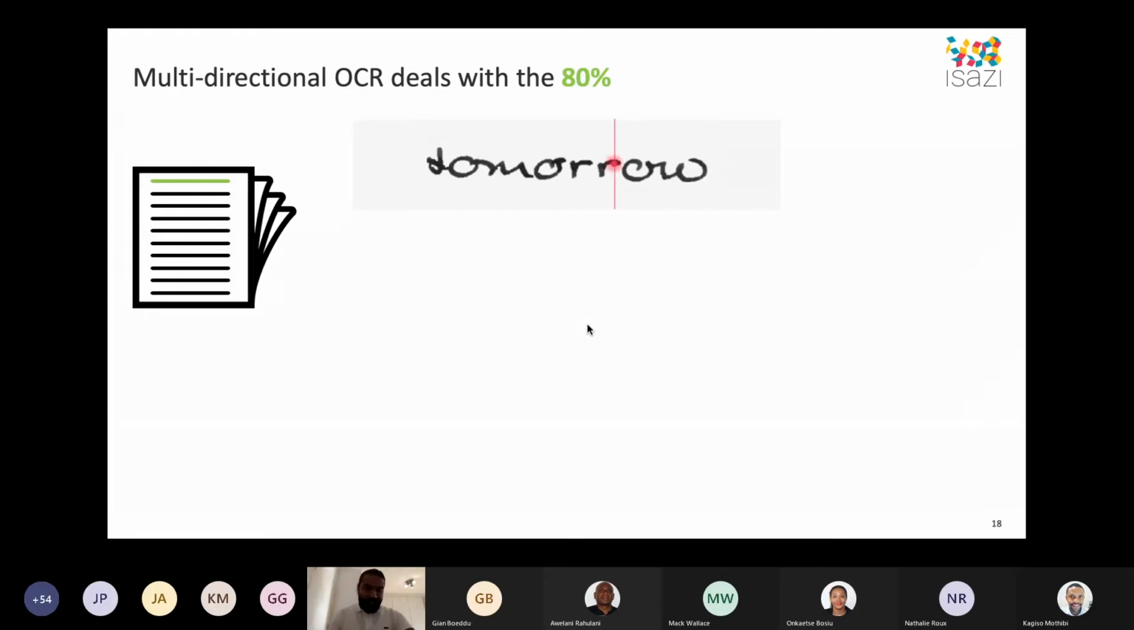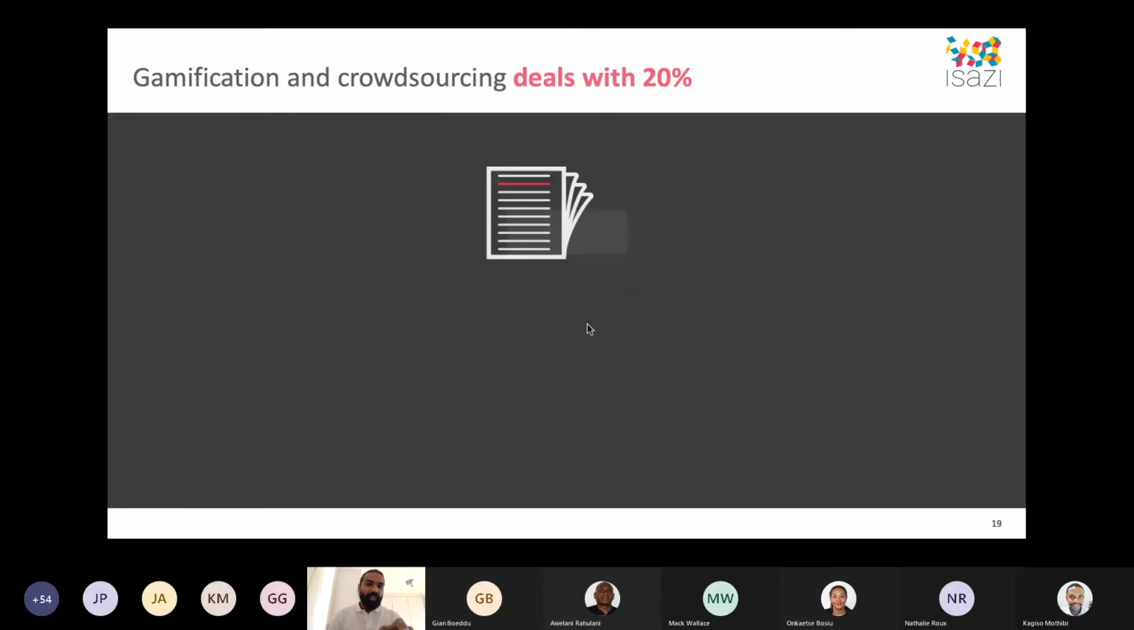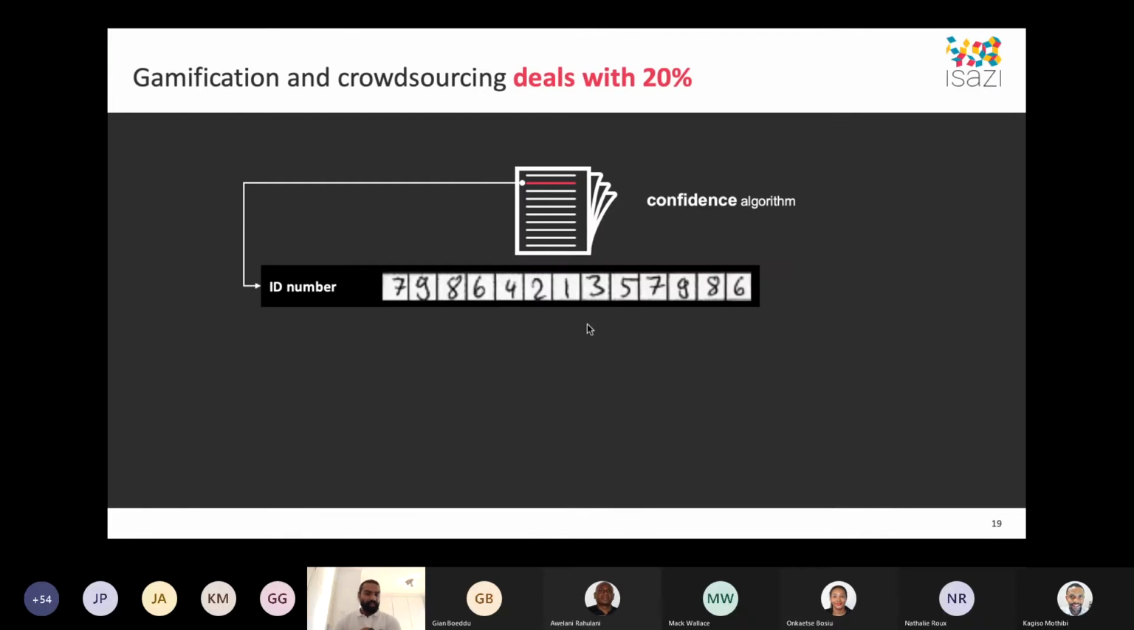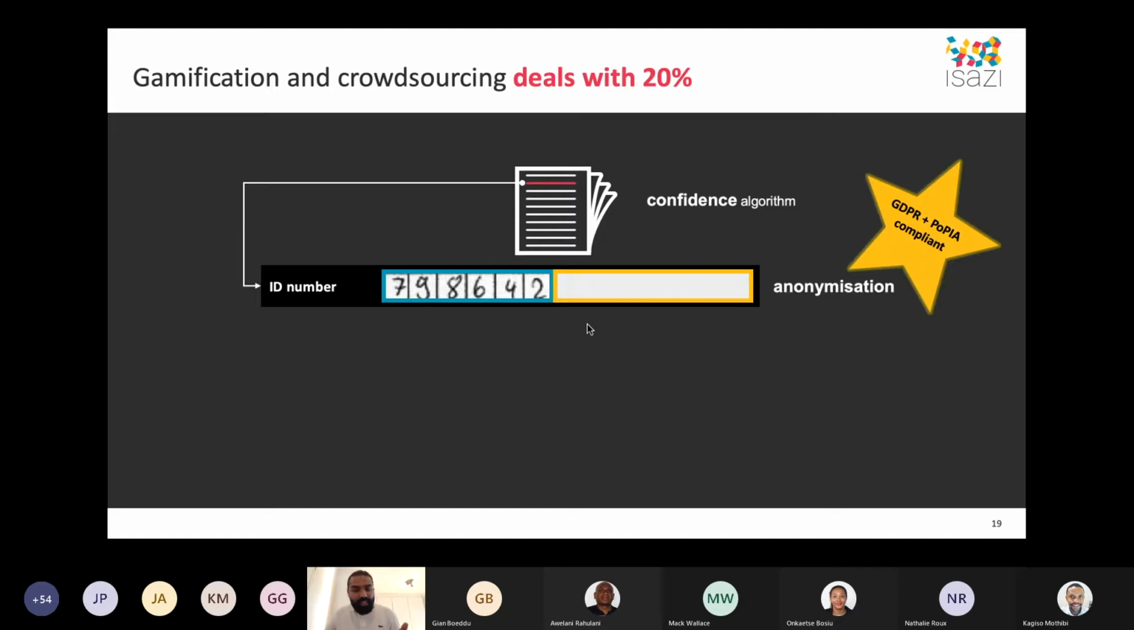We've used some clever algorithms to read through OCR, but our biggest differentiation is how we deal with the 20% that's incorrect. So if our algorithm tells us, I have an ID number, but I'm not confident that I'm correct about it, what we do is we chop out that specific ID number. We then chop it up into further pieces. So we shred the data up, and that's how we anonymize data. And we fully align to GDPR and POPIA.